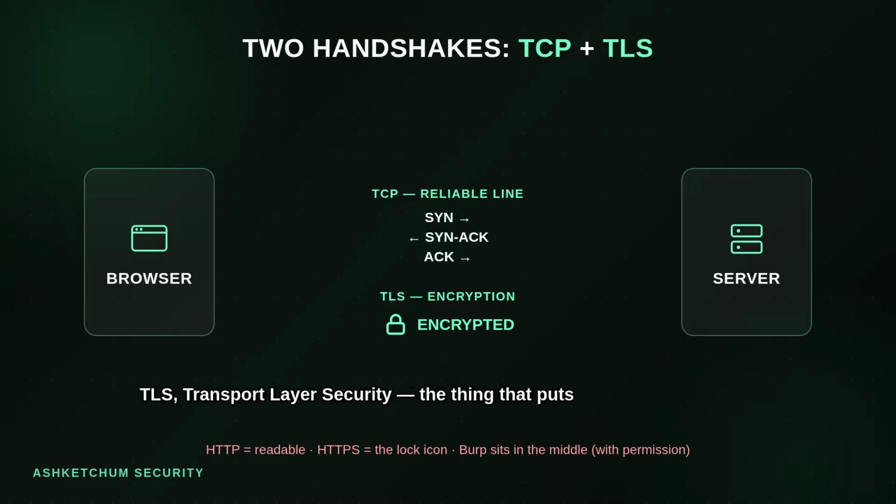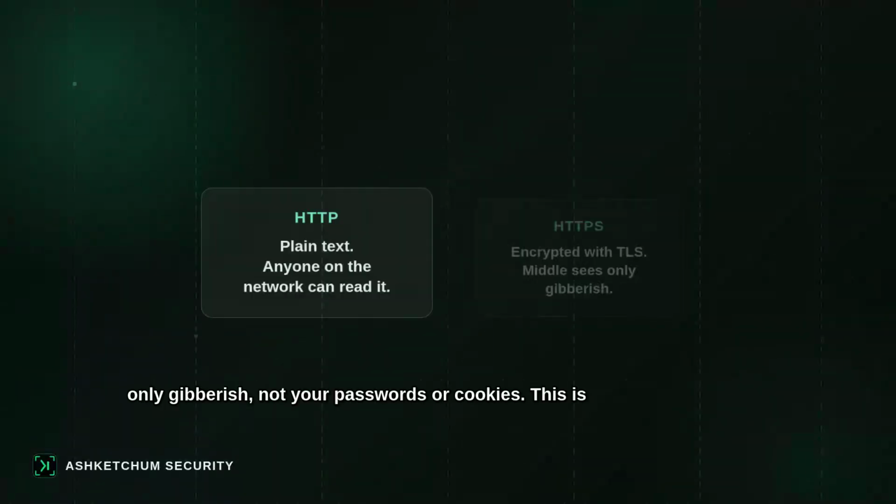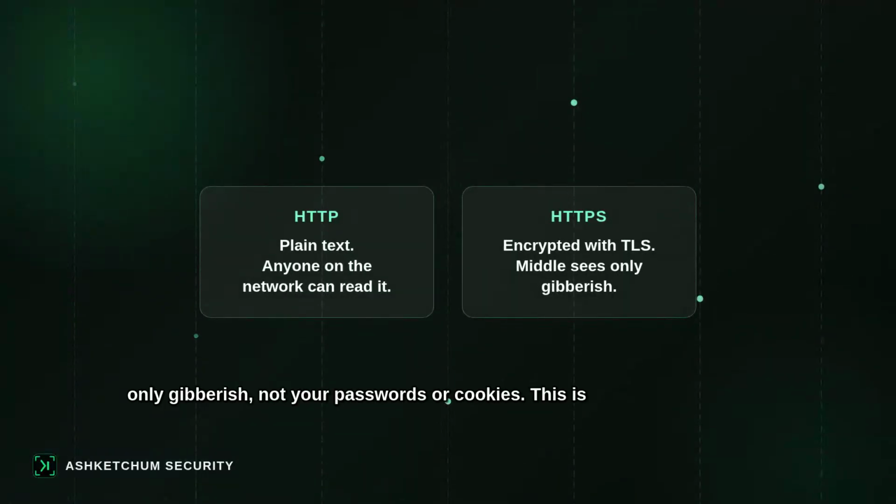But if the address started with HTTPS, there's a second handshake, TLS, Transport Layer Security, the thing that puts the lock icon in your address bar. Before any real data moves, the browser and server negotiate encryption keys, and the server proves its identity with a certificate. From then on, everything is scrambled, so anyone in the middle on the same Wi-Fi sees only gibberish, not your passwords or cookies. This is why HTTPS matters, and why plain HTTP is dangerous on public networks.